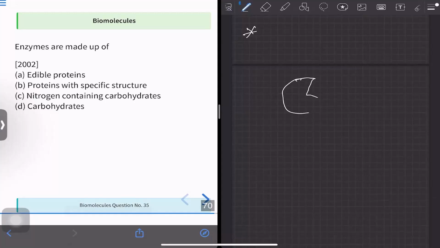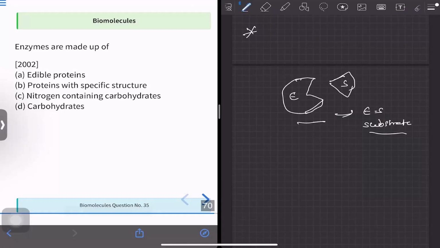We all know that enzymes have a specific structure. This is the enzyme. It has a specific space where only a specific substrate can react to form the enzyme-substrate complex. This is the enzyme-substrate complex. See, this enzyme is specific for this substrate only. Enzymes have a specific nature in which only specific substrates can react.